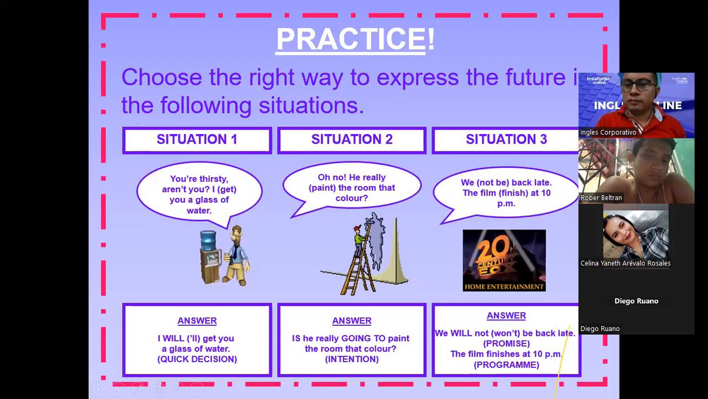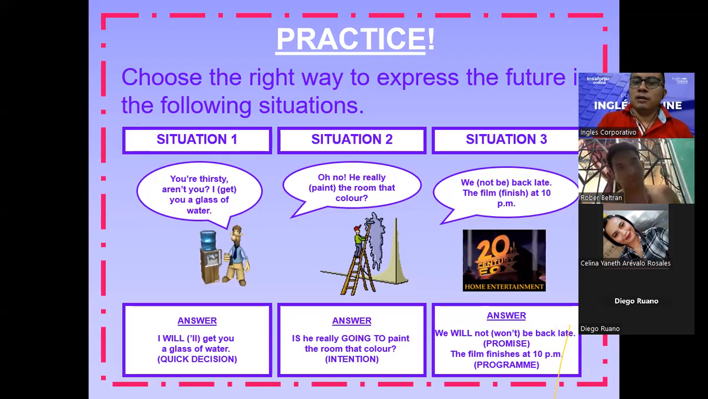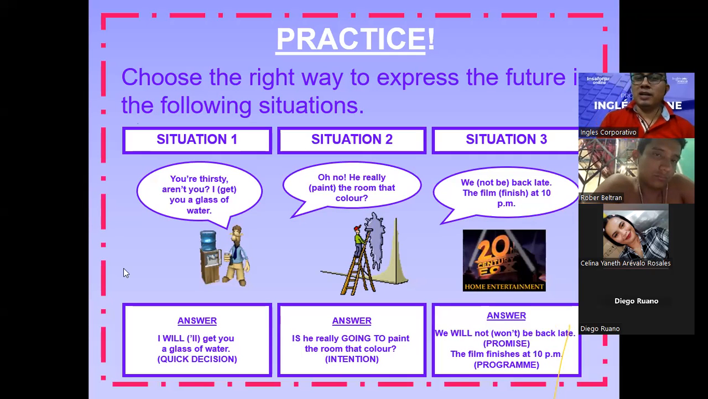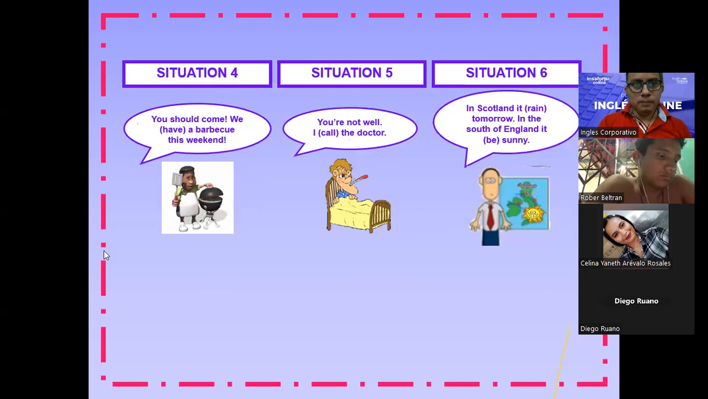Look at the answer. We will not be back late. It's a promise. You already mentioned it. The film finishes at 10 p.m. So that's how we speak. La película termina a las 10 de la noche. Right? It's future. All right. So I really hope this is helping a little bit, not getting you more confused.